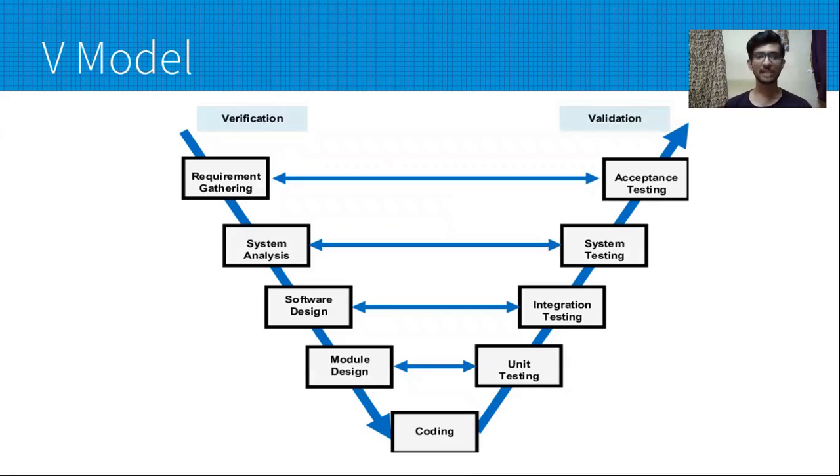The next one is software design. In software design, the design of the whole software is done by the software architects. Software design describes the entire structure of the given software. It is also called high level design, since it is designed for every structure of the software.